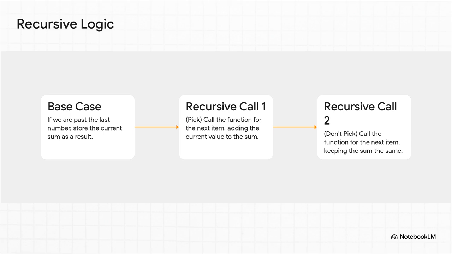The second part is the recursive step. And what is that? It's our 2 choices. We just have the function call itself twice. One call for the pick scenario, and another call for the don't pick scenario.